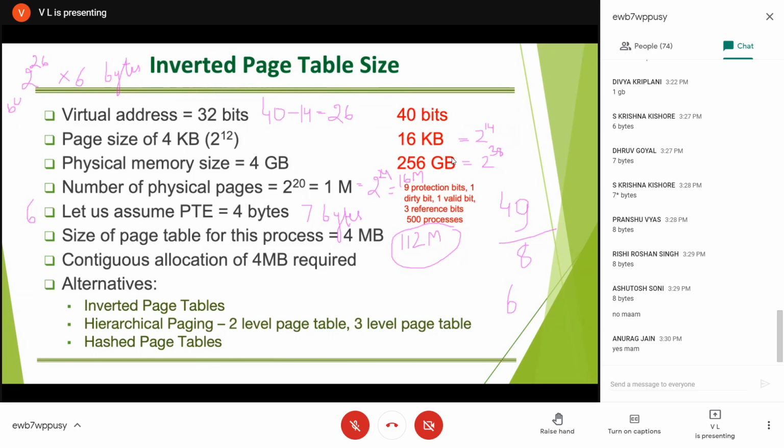38 bits, if you divide it by 8, that will be 5 bytes. So 64 mega, 64 into 5 mega, that is 320 mega for one process, and we have got 500 processes. So you can see that inverted page table is actually reducing the size quite a lot.